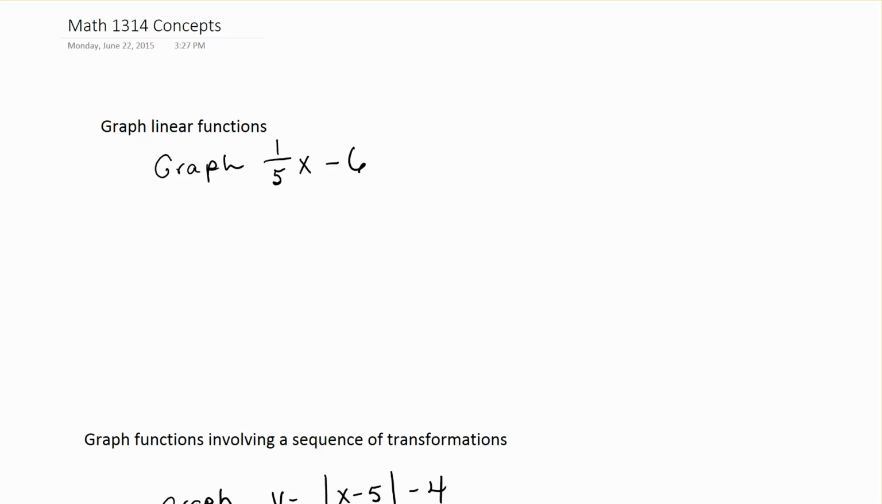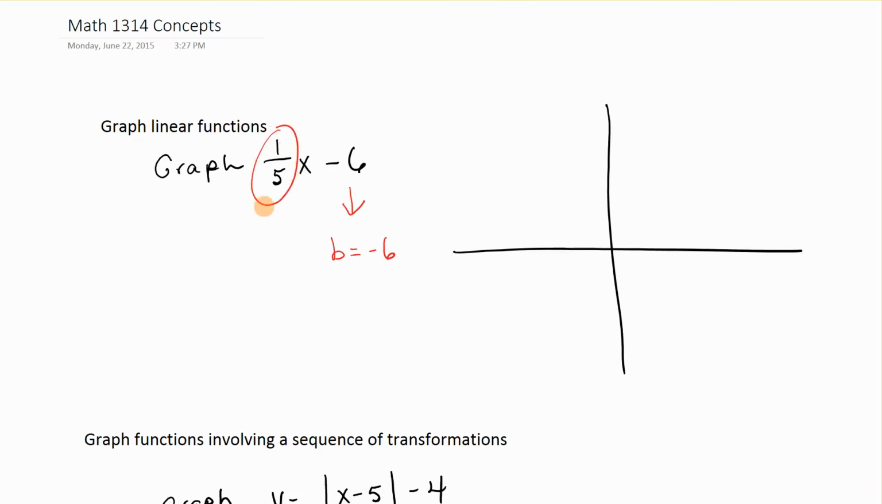So the first thing you need to do is be prepared to graph a linear function. On a lot of these, we might use the graphing calculator. Certainly for this one, we don't really need a graphing calculator. If you have a grid, you want to note that this number is the y-intercept, and this number is the slope.